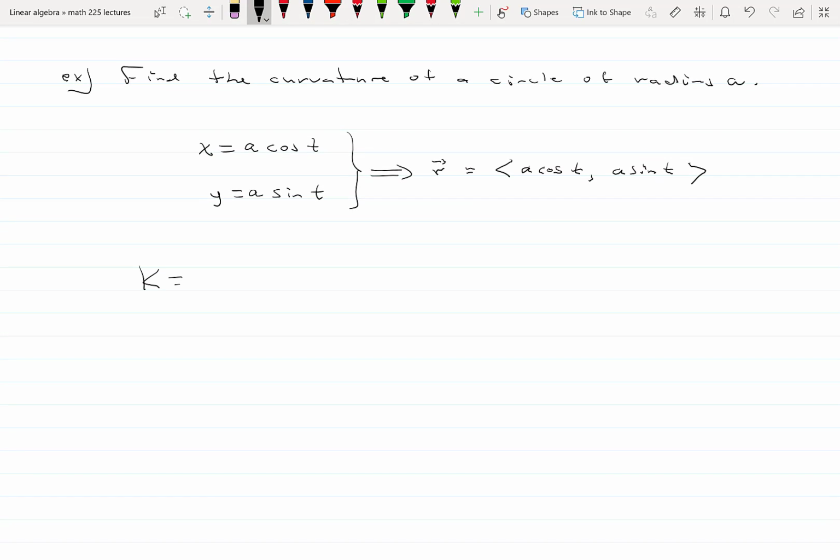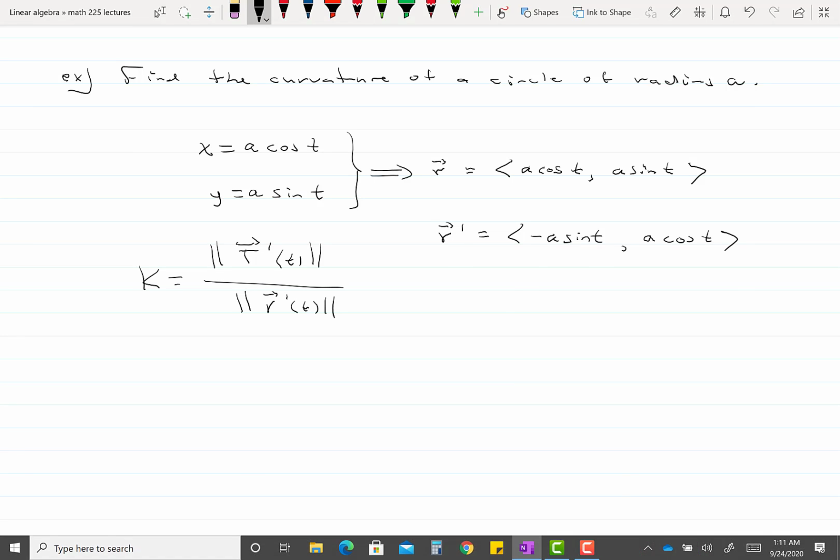Now keep in mind that curvature is the length of the derivative of your unit tangent function divided by the length of the derivative of your position function. Okay, so we need two vectors. We need the unit tangent function and its derivative, and the position function and its derivative. Well, we have the position function. So r prime is the vector function whose components are negative a sine t and a cosine t.